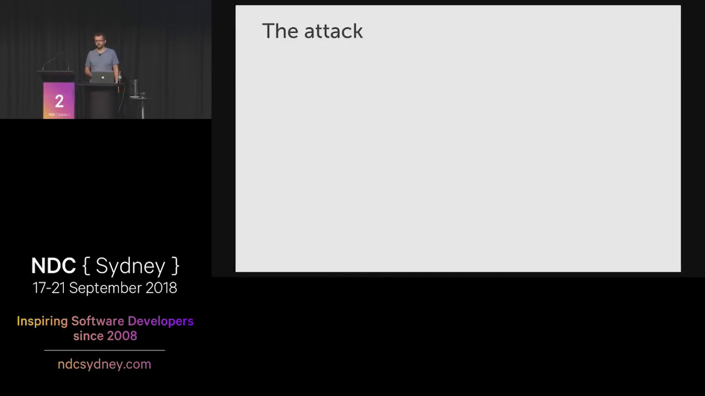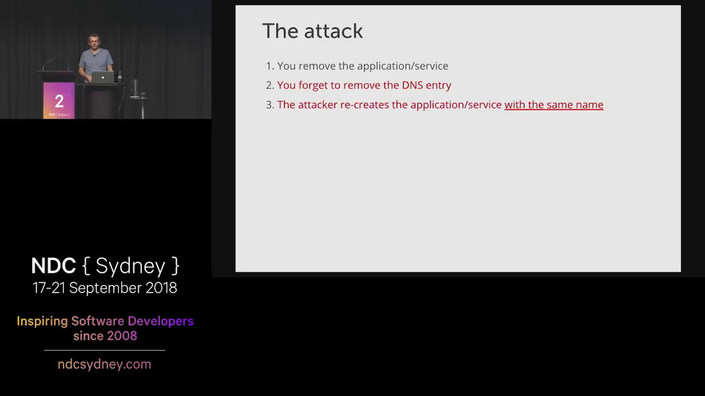But then at some point, we don't need it. So we remove it. We go into the Heroku GUI, and we just delete it, and we say, we don't need it anymore. Then we forget about this DNS entry. And then our friend the hacker comes along and creates a Heroku app with the same name that we used to have. And the attacker now controls our subdomain.